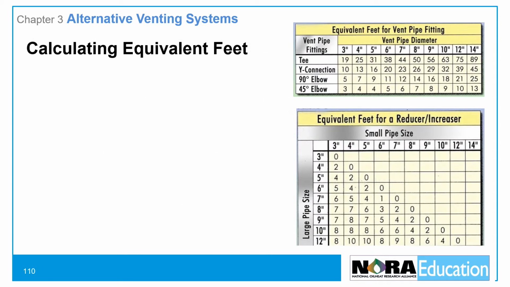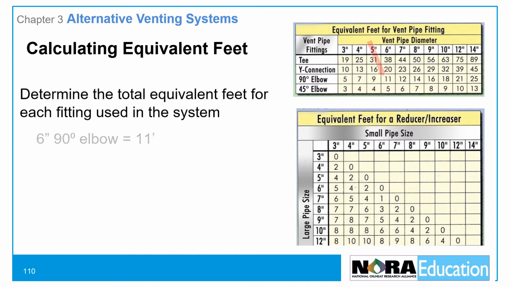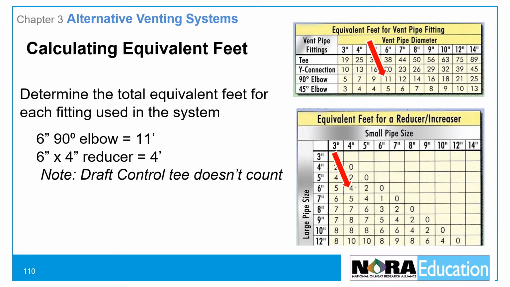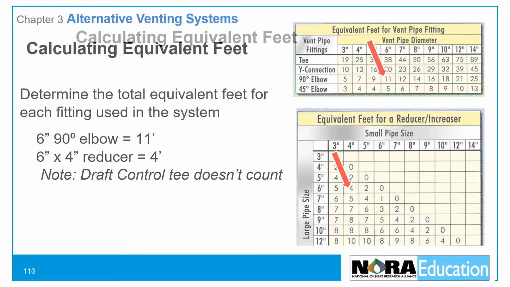In this chart, a 6-inch 90-degree elbow is shown to be equivalent to 11 feet of vent pipe, and a 6 by 4-inch reducer is equivalent to 4 feet. Note that draft control tees do not have equivalent feet. They simply count as a piece of straight pipe. A 4-foot-long, 6-inch draft control tee counts as 4 feet, not the 38 feet listed in the chart.